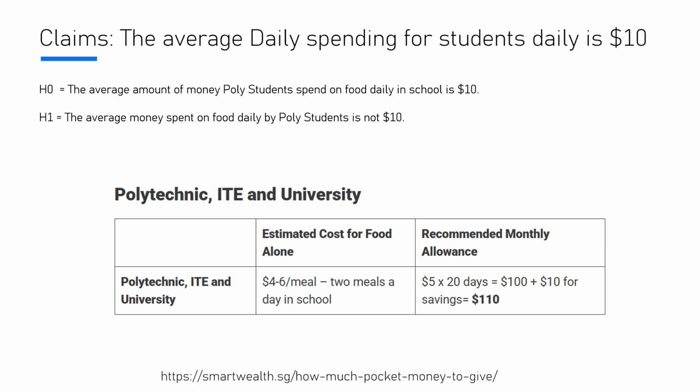Okay, so for my claims, the null hypothesis agrees that the average amount of money poly students spend on food daily is $10, while the alternative one disagrees with it and does not agree that it's $10. I found this from smartweb.sg, and the estimated cost for food alone in school for poly students is $46. So finding the median for that is $5 times 2 meals, so $10 per day.